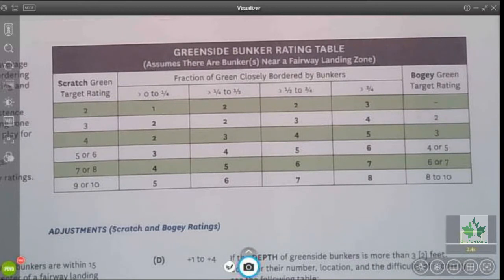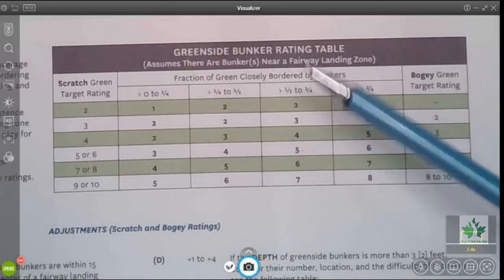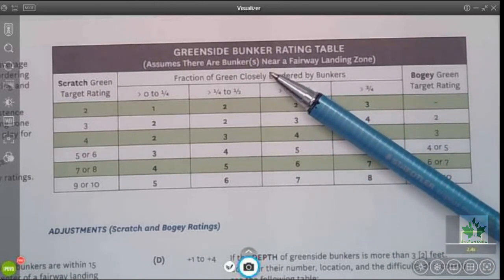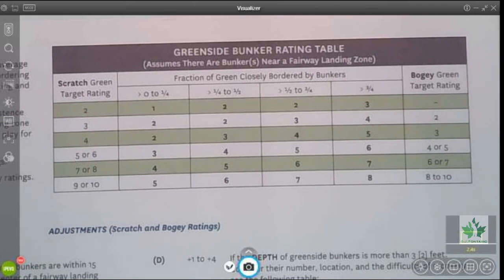So it incorporates, to a certain extent, the difficulty of staying out of fairway bunkers with your long shots and staying out of greenside bunkers with your approach shots. And the whole thing spins around the definition of what you mean by near a fairway landing zone. There are a lot of instances where the scratch player is held to a greater standard than the bogey player in terms of the addition of adjustments, and this is one of them.